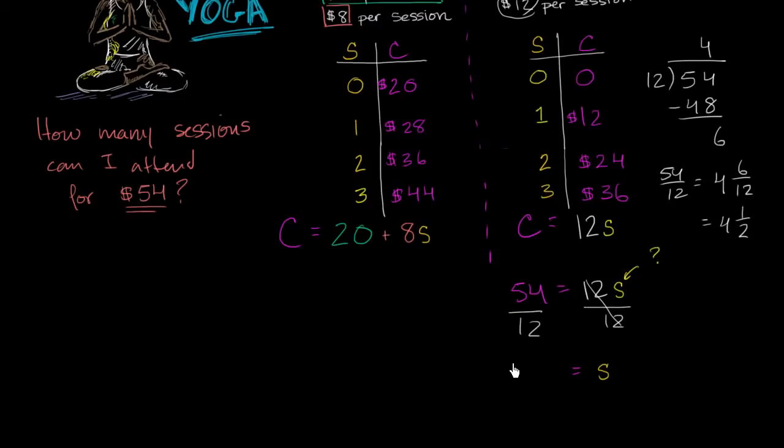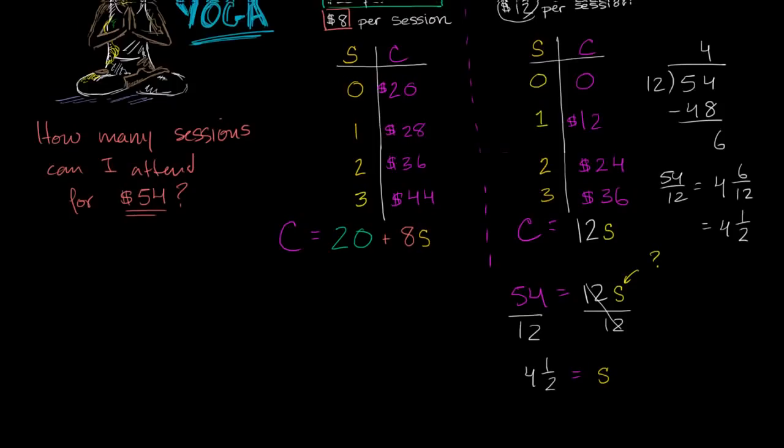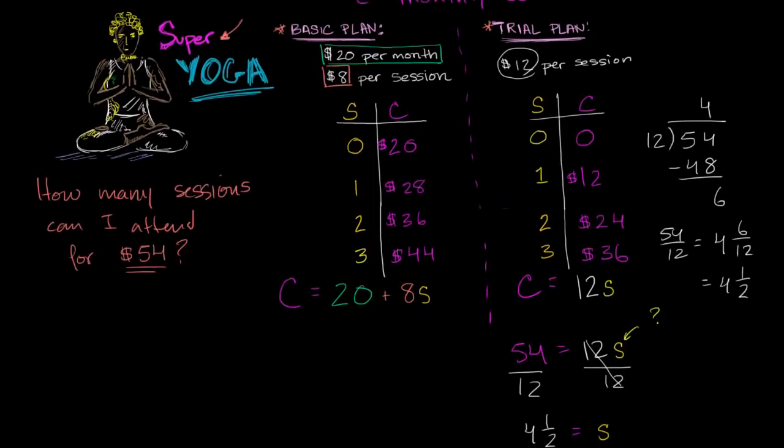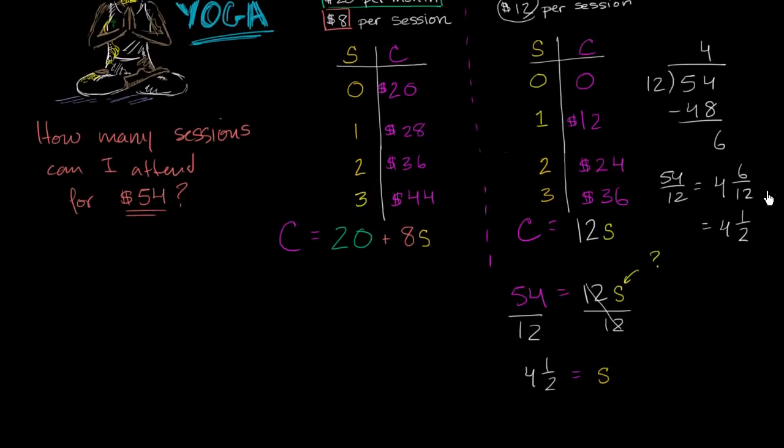So the number of sessions that I can attend is 4.5. If I have $54 to spend, I can attend 4.5 sessions under the trial plan. If this was a yoga studio that said you can't attend half sessions, then you could say at most I could attend 4 sessions, because 5 sessions would get me above my budget. But I said that you can attend fractional sessions, so we're going to say 4.5.